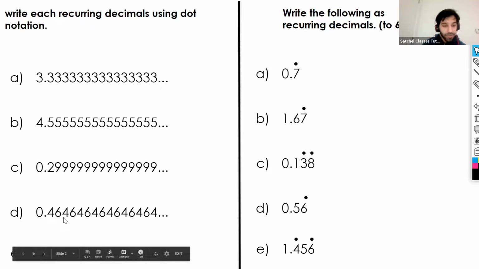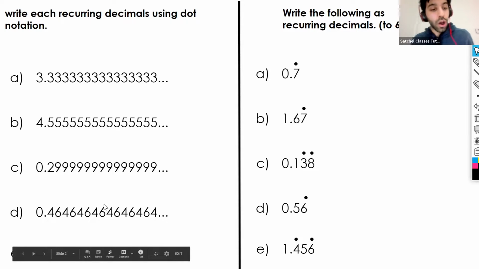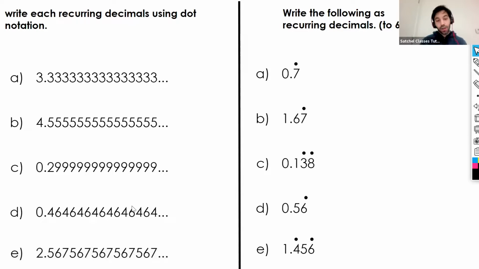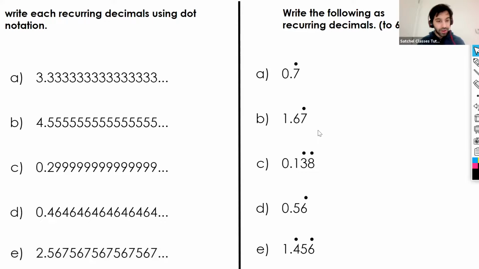With D, 0.46464646. So both 4 and 6 are repeating, so we need to put a dot above the 4 and the 6. So our decimal is going to be 0.46 with a dot above 4 and 6. And then lastly here, we have 2.567, 567, 567, 567. So we can write it as 2.567 with a dot above the 5 and above the 7. We don't need to put a dot above the 6.